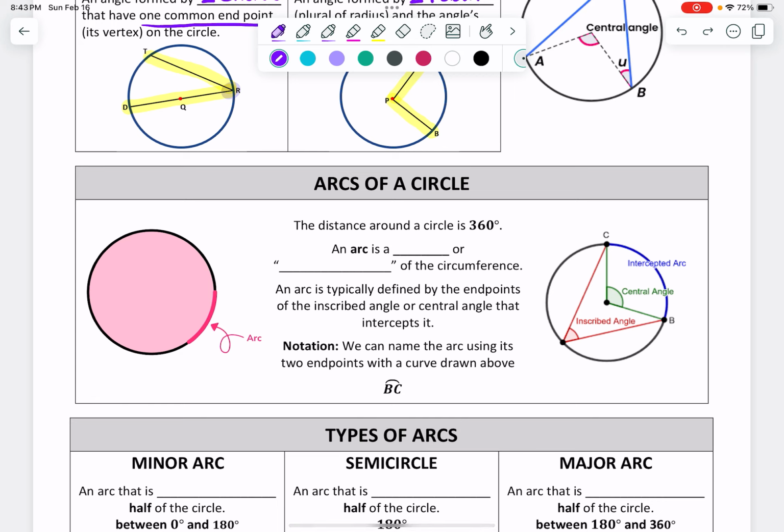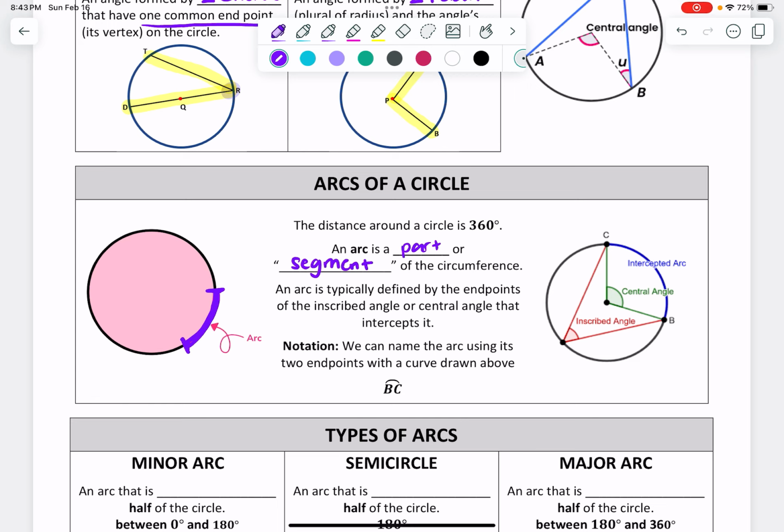Now, an arc is a part or segment of the circumference. So kind of like a line segment is a chunk of a line, an arc is a segment or a chunk of that circumference. So if the circumference is the total distance around, and we know that total distance is 360 degrees, an arc is just a chunk of that circumference. So part of that 360 degree total.